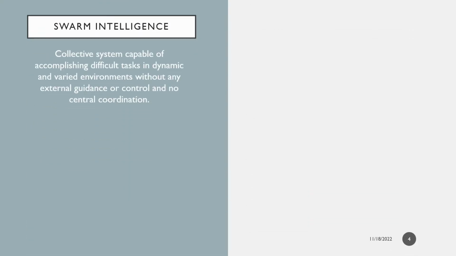Before we dive into ant colony optimization problem, we have to first be familiar with the term swarm intelligence. Swarm intelligence is a collective system capable of accomplishing difficult tasks in dynamic and varied environments without any external guidance or control, or central coordination.